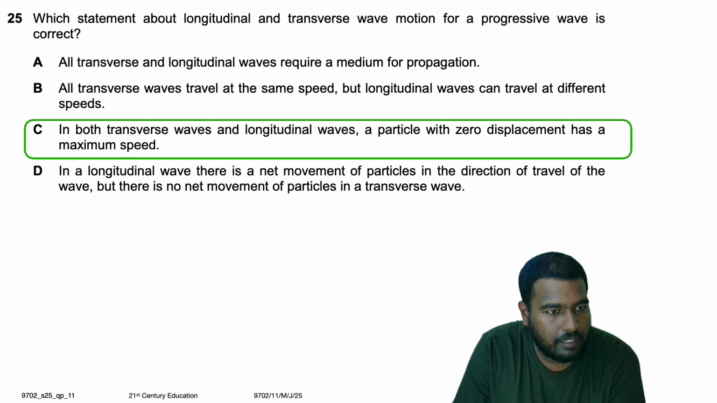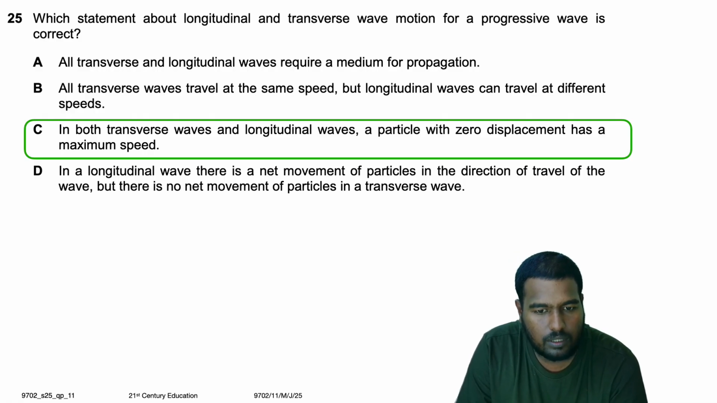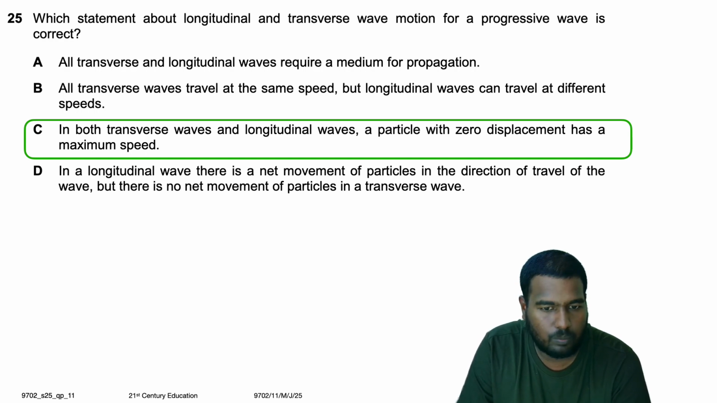B. "All transverse waves travel at the same speed, but longitudinal waves can travel at different speeds." Nope. This depends on what the wave is, not what type of wave it is. For example, a ripple in a water pond is also a transverse wave. Does it travel fast like the speed of light? No. So B is also wrong.